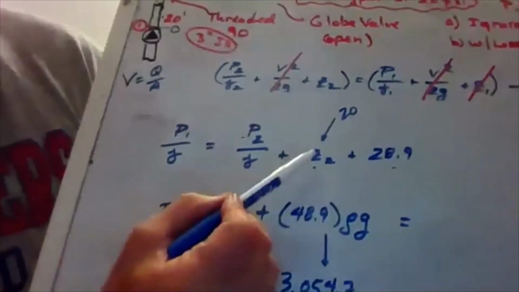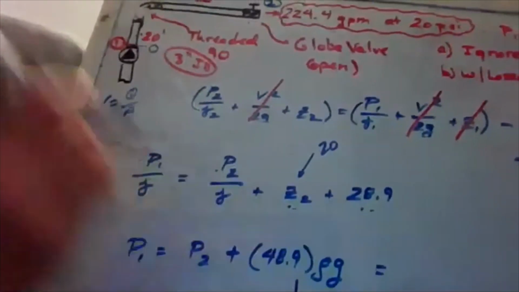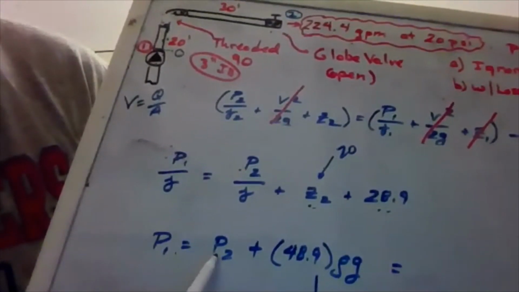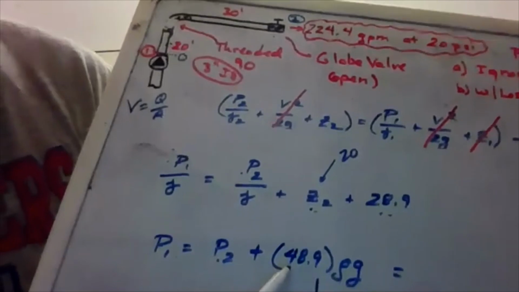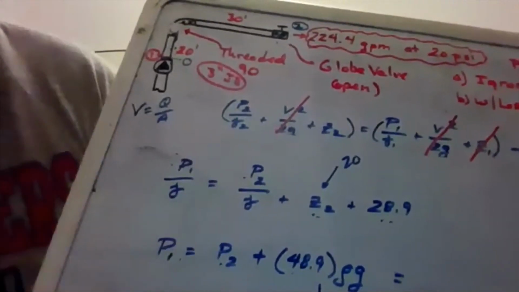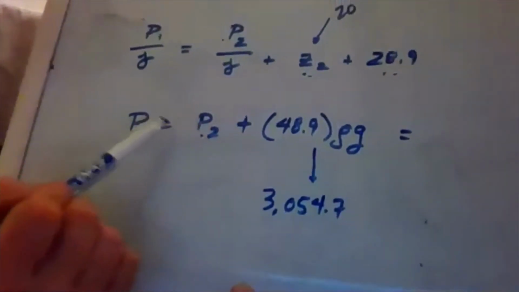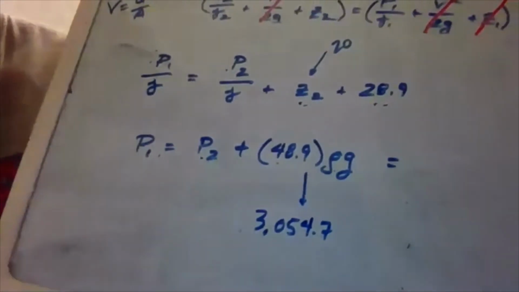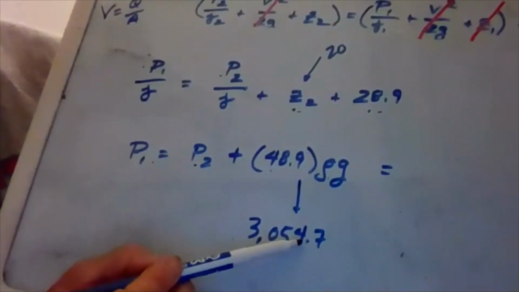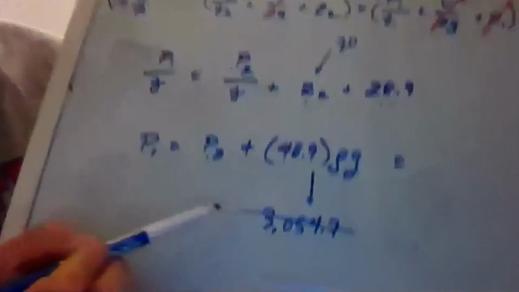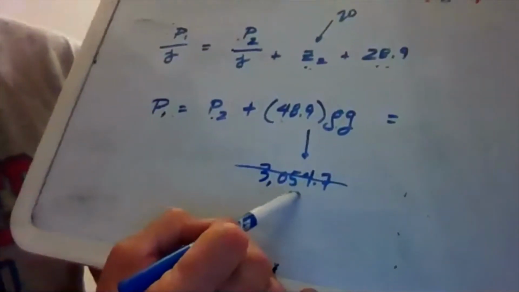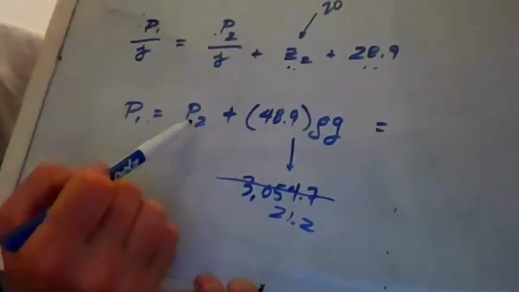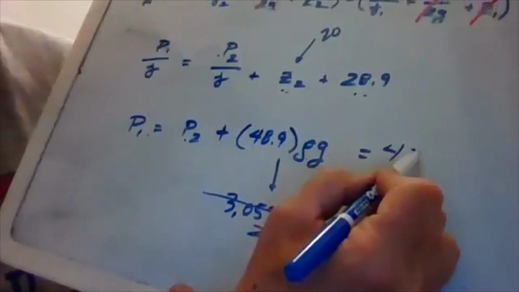Looking at the numbers, this is 20 and this is 28.9. Those are both in feet, so we can add those. And so our pressure at 1 is going to have to be the pressure we want at 2 plus 48.9 times rho g. That turns out to be over 3,000, but that is pounds per foot squared. So if we make it into pounds per inch squared, that turns out to be about 21.2. So 21.2 here plus 20, we need 41.2 psi.